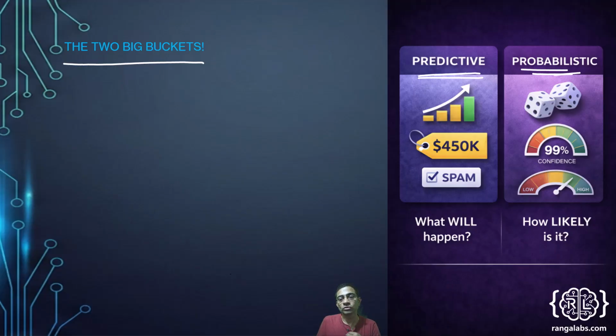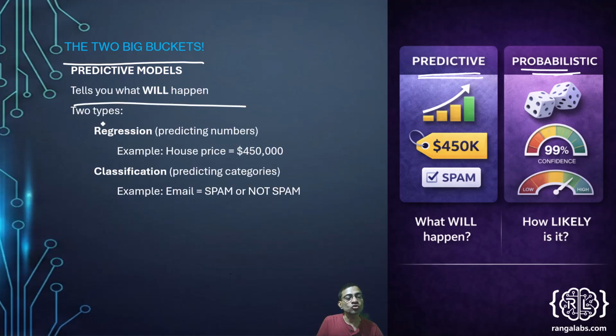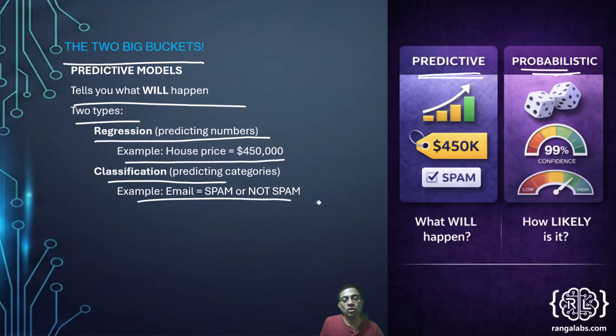Predictive models tell you what will happen. There are two types of predictive models. One is called regression, for example, a house price of 4,50,000 USD, and the other is classification, for example, predicting whether an email is spam or not spam.